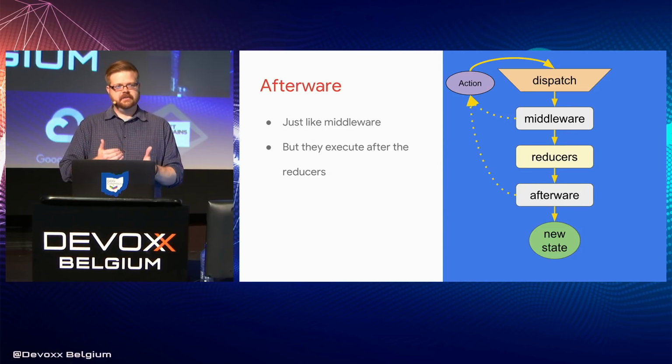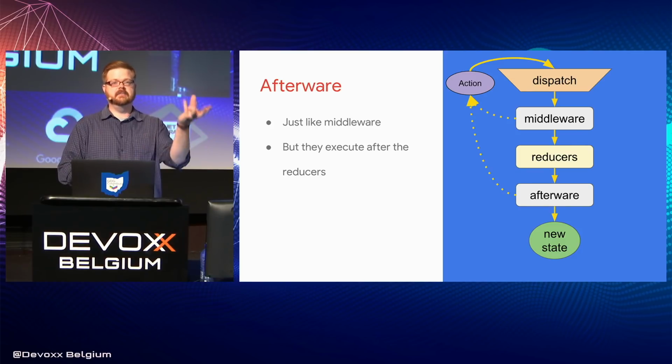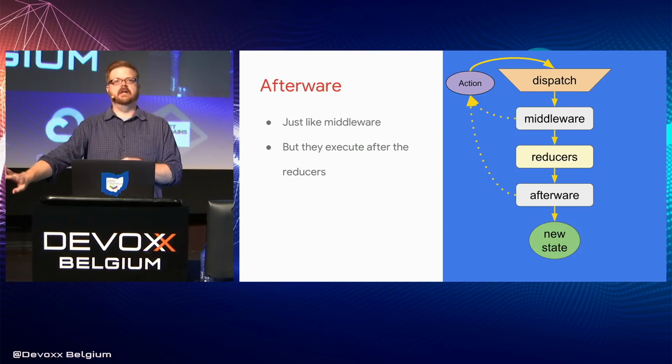And after the reducers, there's another chance for side effects. These are called afterware. They're just like middleware, but they execute after the app state has already been updated. So if you needed to cache your app state to local storage, for example. You got some data from the network, you updated the app state, and then you're like, I'd like to write this thing out as JSON and store it so I can get to it later. Afterware is a great place to do that.